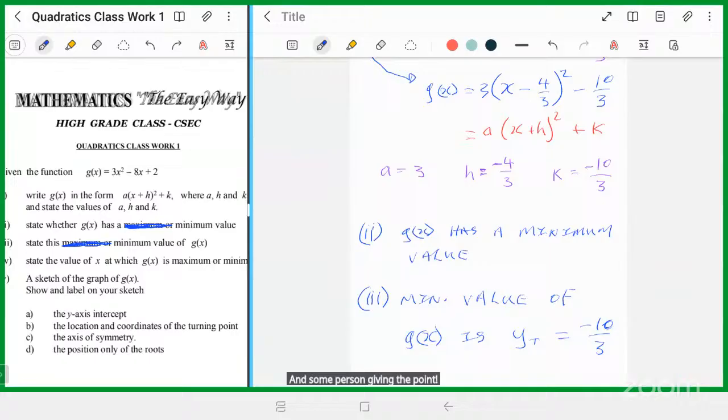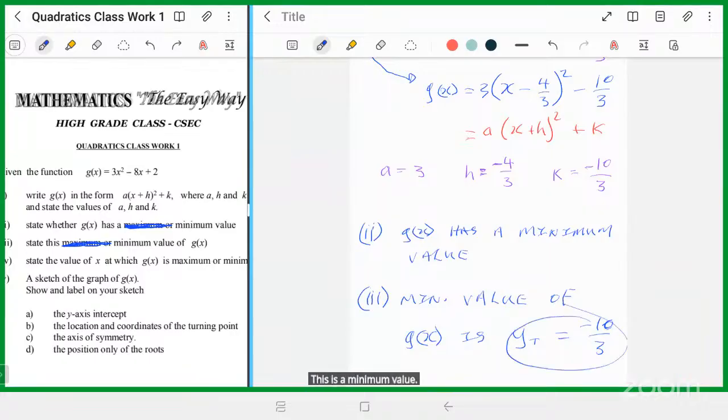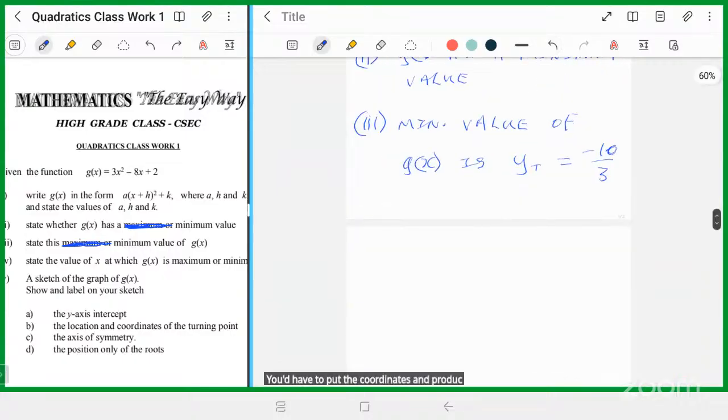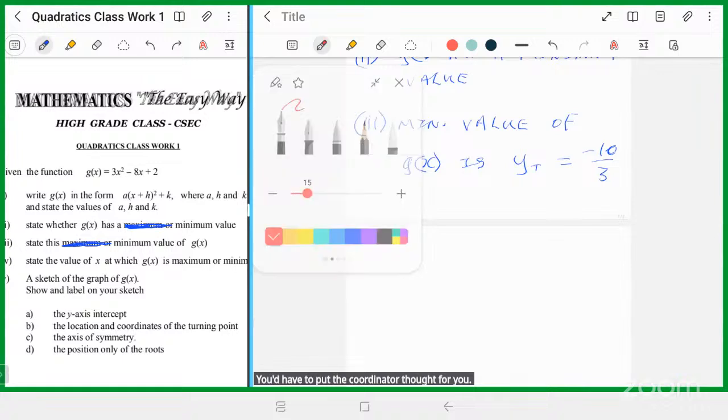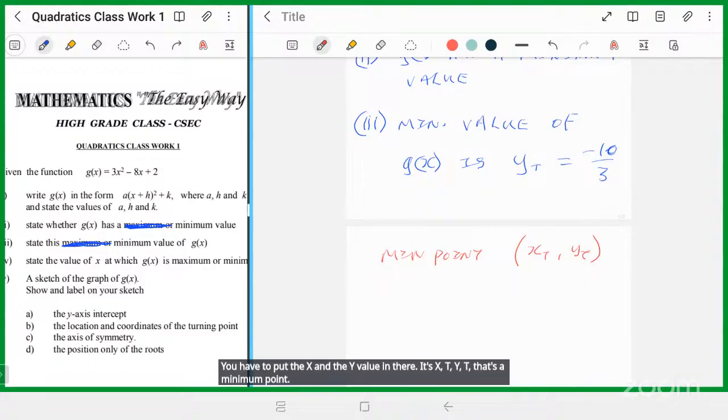The question didn't ask us for the minimum point. This is the minimum value. If they wanted the minimum point, you would have to put the coordinates, the x and the y value, which is xt, yt. That's a minimum point on the graph, not the minimum value. The minimum value is the y value at the turning point, the lowest y value on the graph. You have to make the distinction. Mathematics is the most exact science.